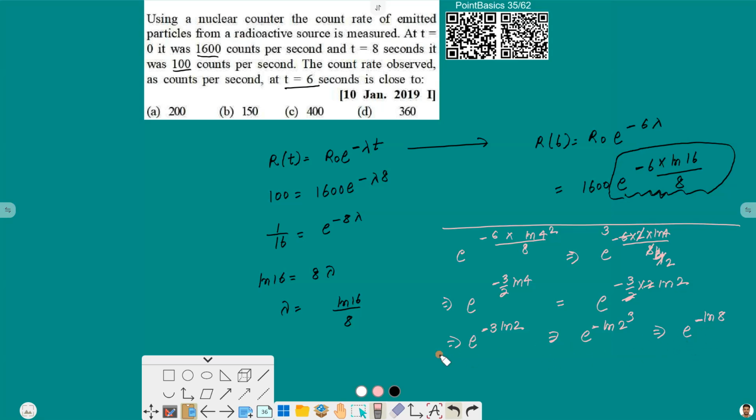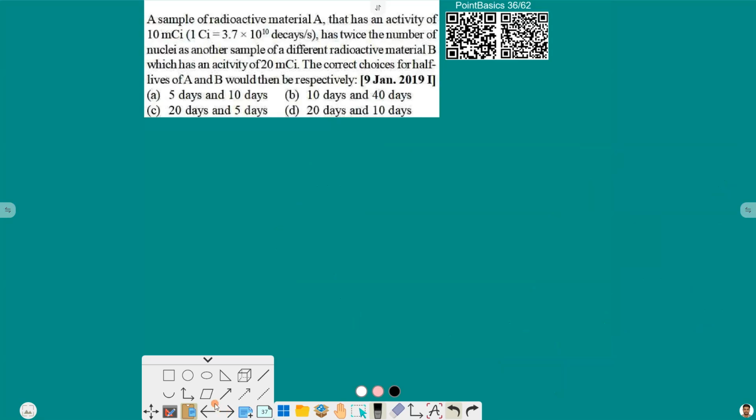Now what I can do further, I can write it like e raised to power ln. This minus sign comes inside and it makes it 1 by 8. Now e and ln are cancelled and I have effectively 1 by 8 left. So now I can substitute it here, that 1600 into 1 by 8 will be equal to 200. So option A is the right answer. So with this, let's move to the next one.